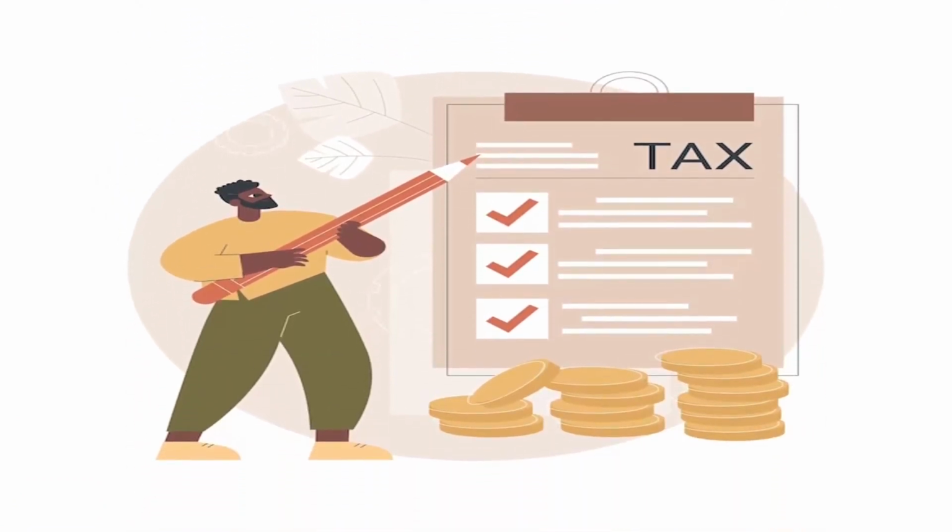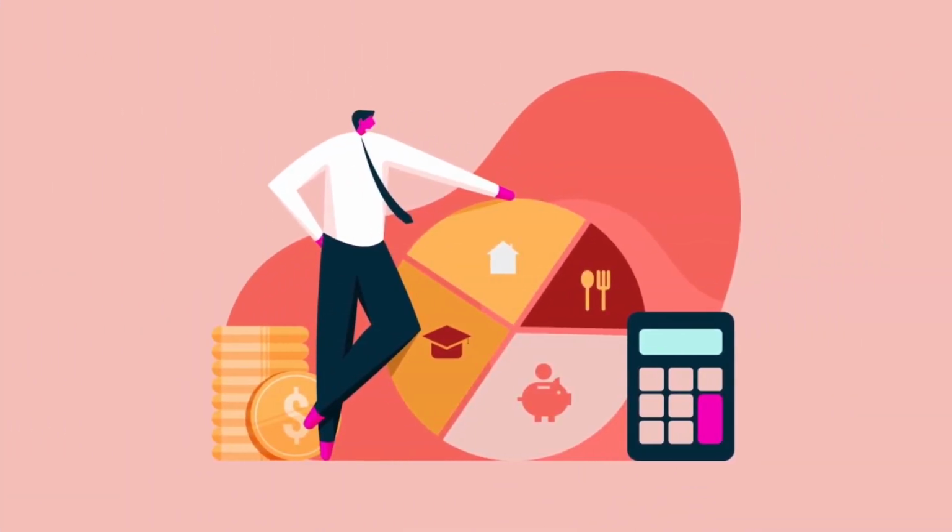Increasing taxes. Another approach is to raise taxes, which can include higher income taxes, sales taxes, and other levies. This boosts government revenue. Borrowing prudently. While reducing the borrowing is a goal of fiscal consolidation, governments may still need to borrow for essential projects. However, they aim to do so responsibly and avoid accumulating excessive debt.